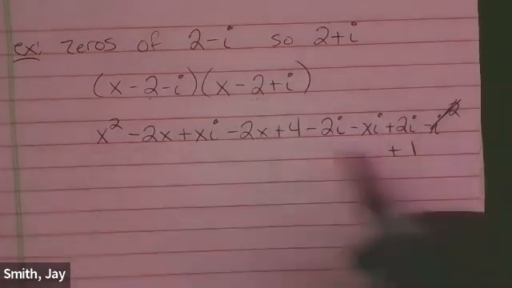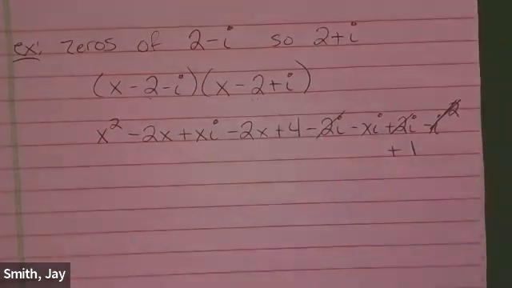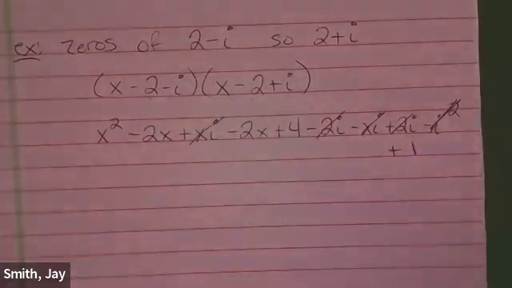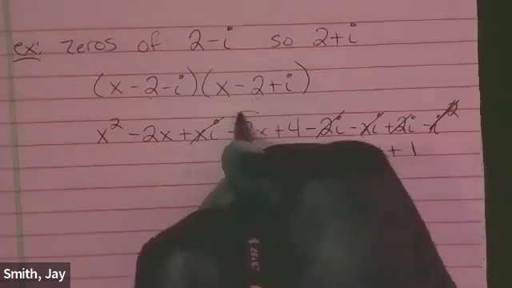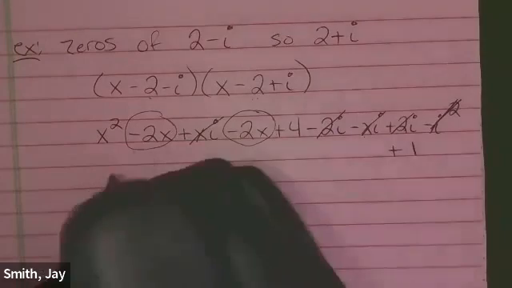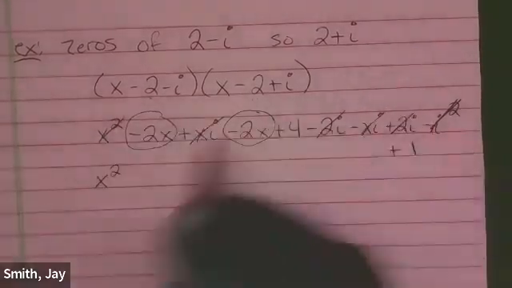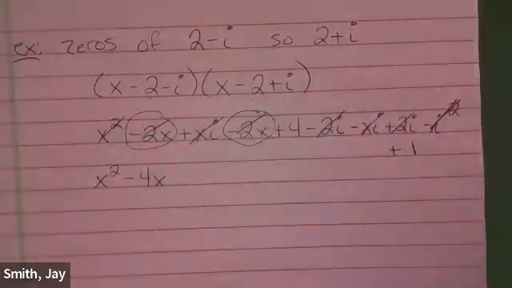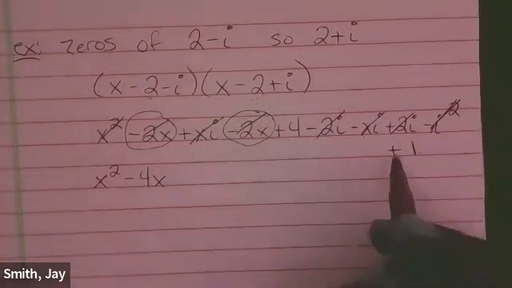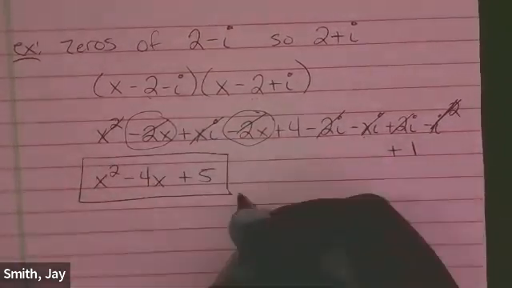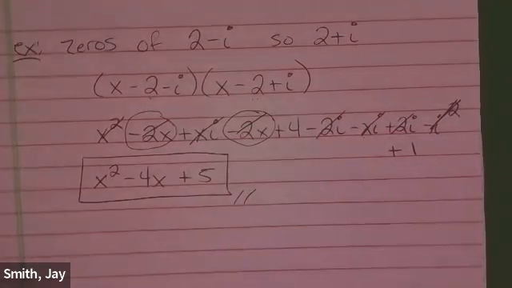Positive 2i cancels out this negative 2i. Negative xi cancels out this positive xi. And we also have the like terms of negative 2x and negative 2x, which we can combine. So bring down an x squared as part of my answer. Negative 2x minus 2x is negative 4x. Positive 4 plus 1 gives me a positive 5. So this is a polynomial of degree 2 that has zeros of 2 minus i and 2 plus i.